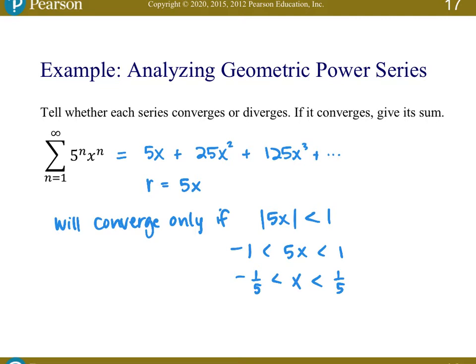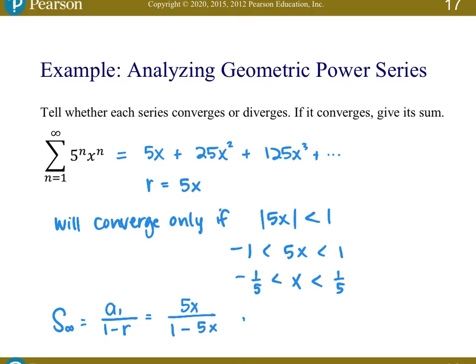What will it converge to? Well, it's not going to converge to a specific number, but it will converge to a specific expression. And so the sum of all the infinite terms will converge to the same geometric sum that we had from before. The first term is 5x, and then 1 minus 5x.